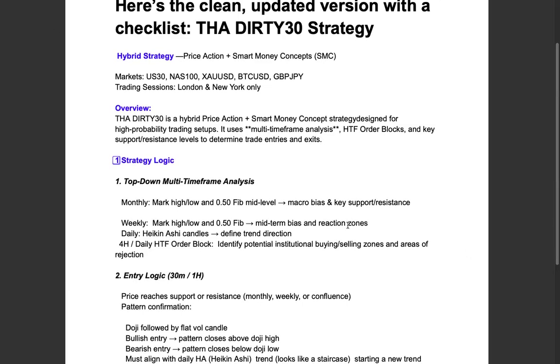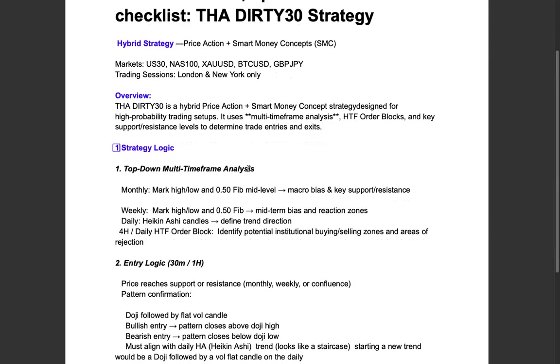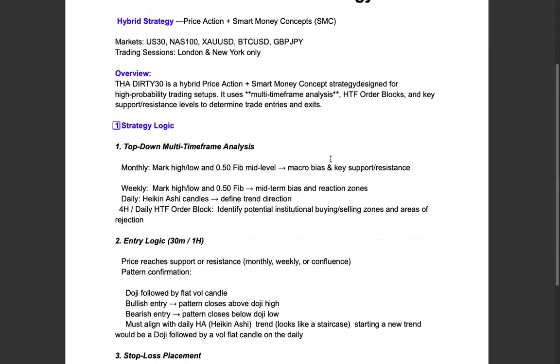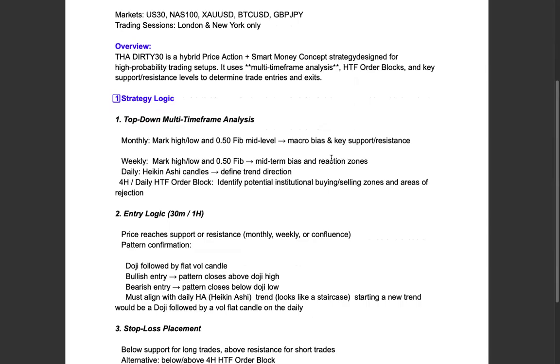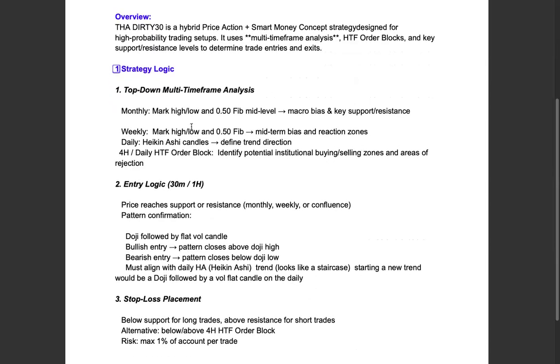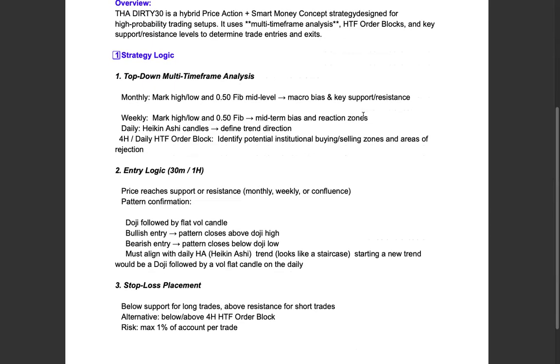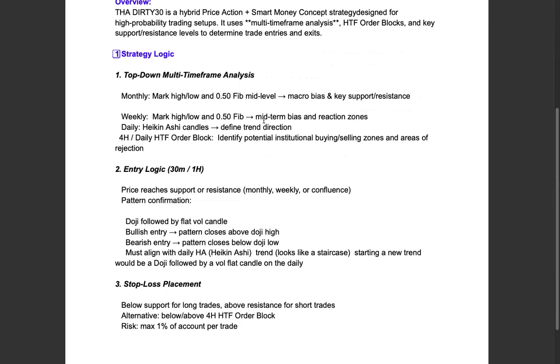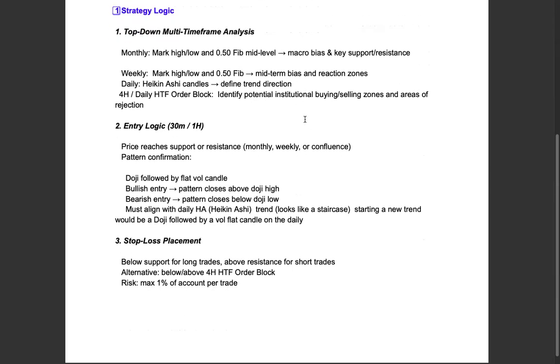It uses time frame analysis, higher time frame order blocks, and key support and resistance levels to determine the trade entries and exits. Okay, it's a top-down multi-time frame analysis. We start with the monthly using a 0.5 level. This gives you the micro bias of key support and resistance. The weekly, the 0.5 level, which is the mid level, gives you key support and resistance levels.